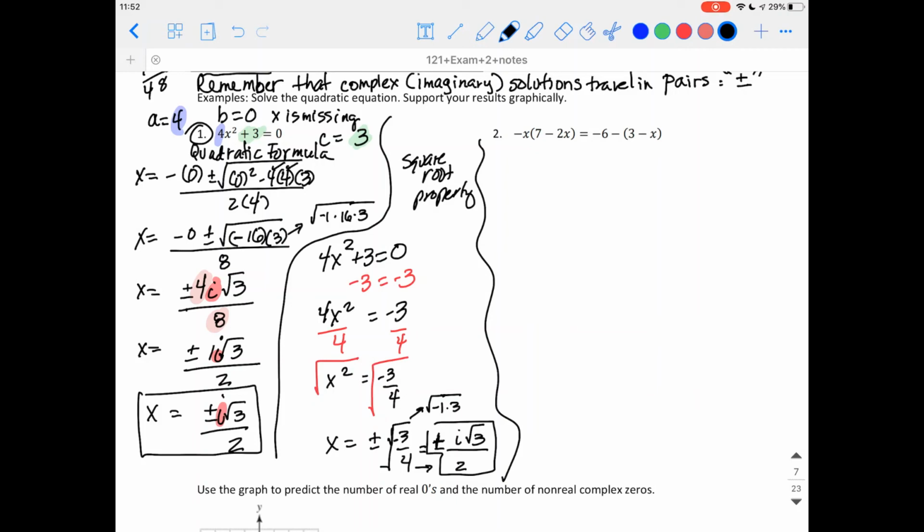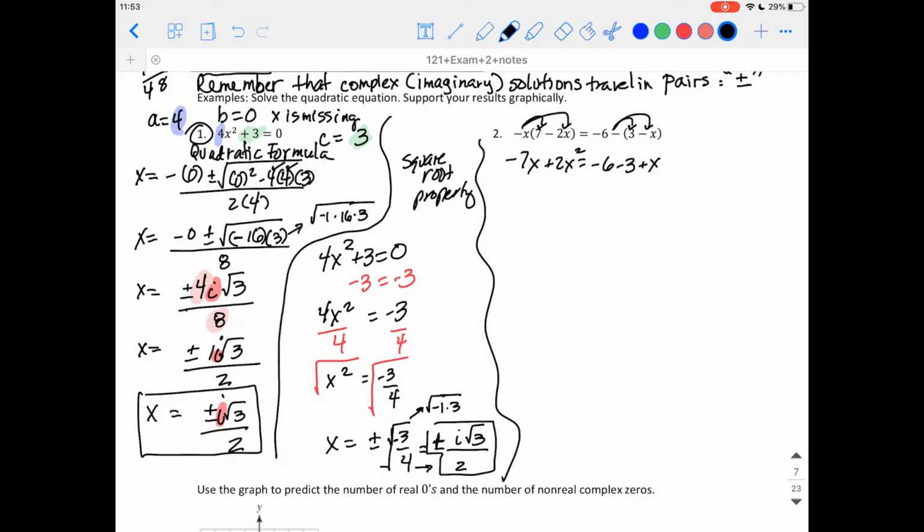All right, number 2. It says negative x times 7 minus 2x is equal to negative 6 minus 3 minus x. So we need to distribute. Negative x times 7 is negative 7x. Negative x times a minus 2x is plus 2x squared. And then we're going to have is equal to a negative 6. And this minus times a 3 is minus 3, and this minus times a minus x is plus x. So we could put the left side on the graphing utility and then the right side again on the graphing utility.